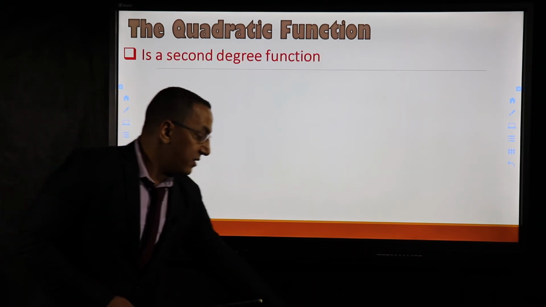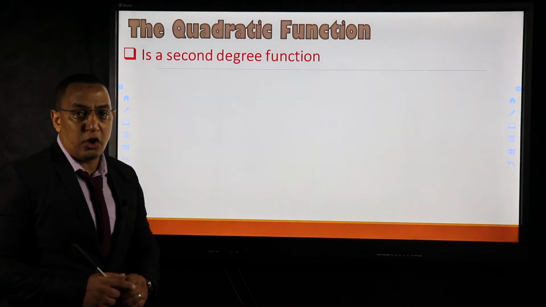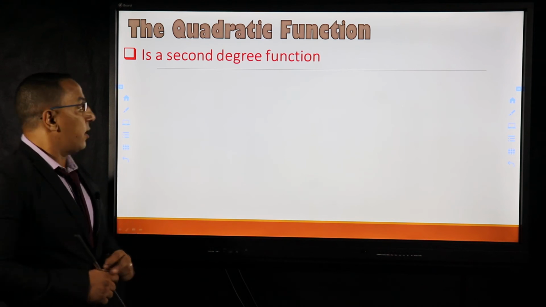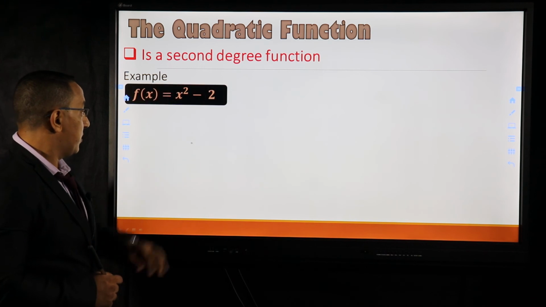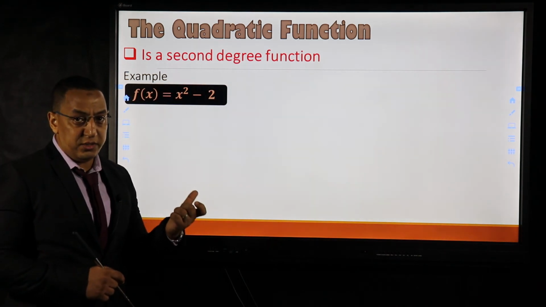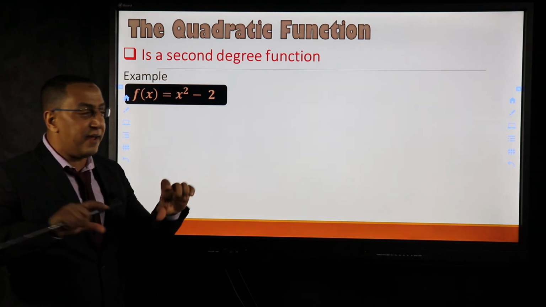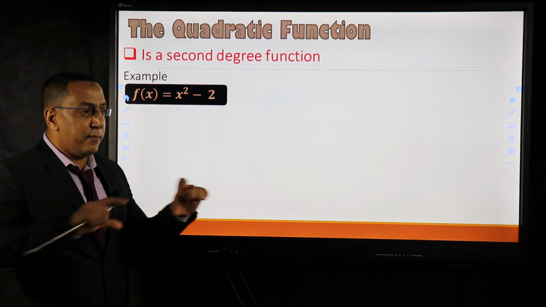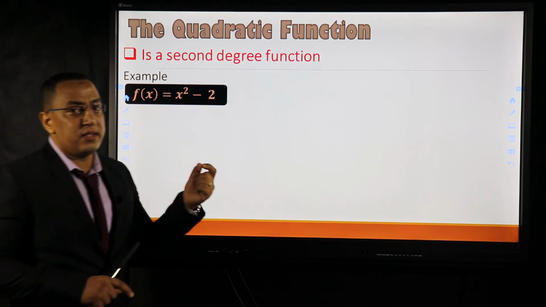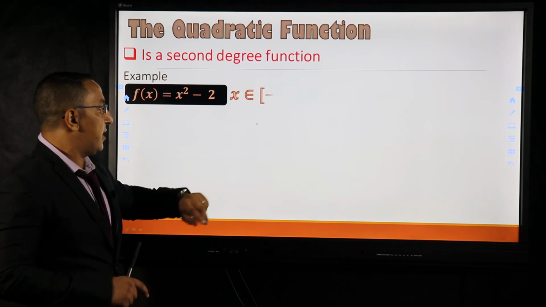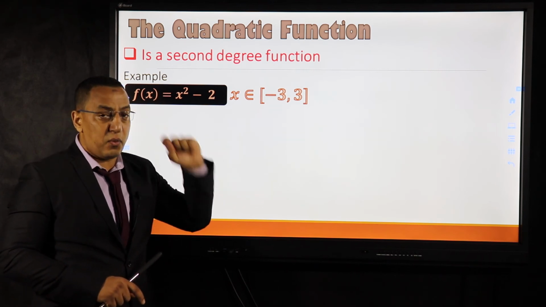Now let's study the quadratic function. The quadratic function is a function of second degree. For example, f of x equals x power of 2 minus 2. This is a second degree equation. First, to represent this one graphically, I'm going to draw a table, but this table depends on the interval. It will be given to you in the example like this. Here x belongs to the interval from -3 to 3. This must be given in the question.